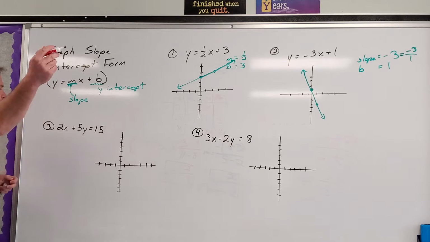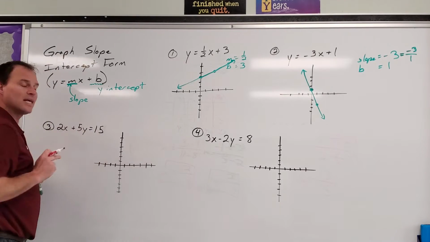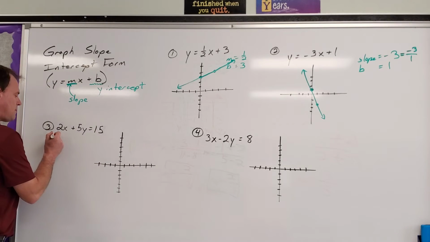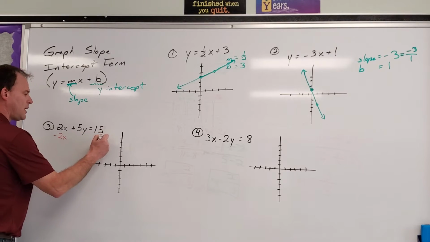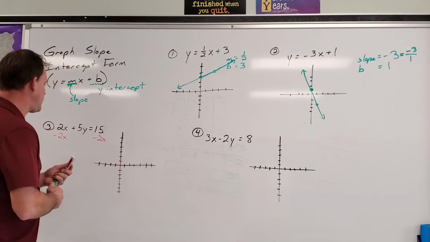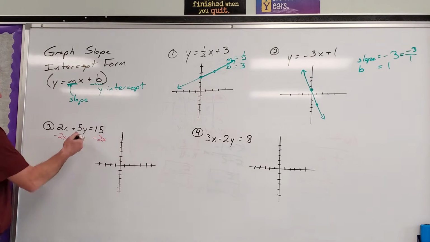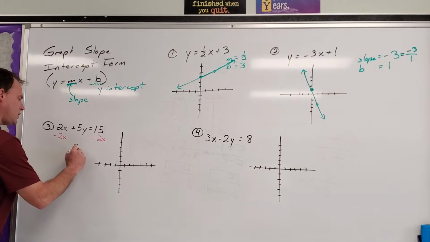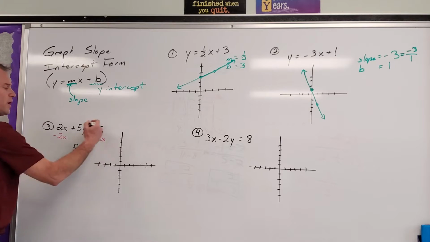2 simple steps. First step, I'm going to subtract the x term to the other side. -2x minus 2x. First, that's it. That's what we do first. So what do we have when we do this? Well, I haven't touched the 5y yet. That's still here. What's going on there?